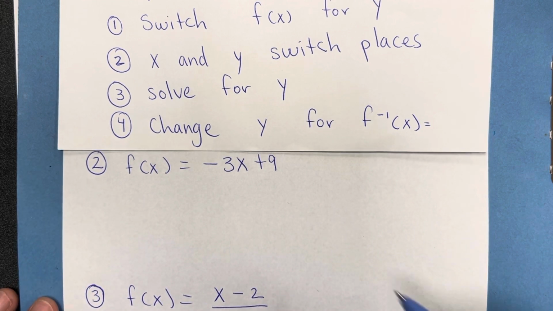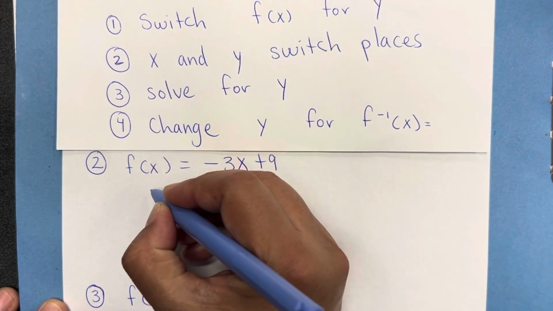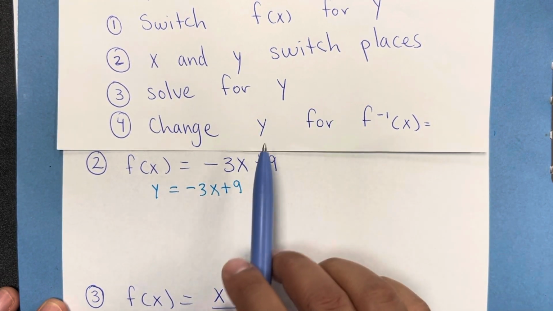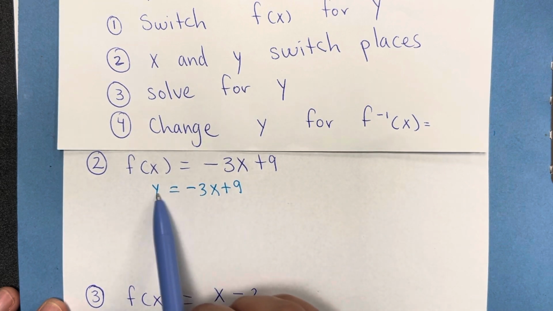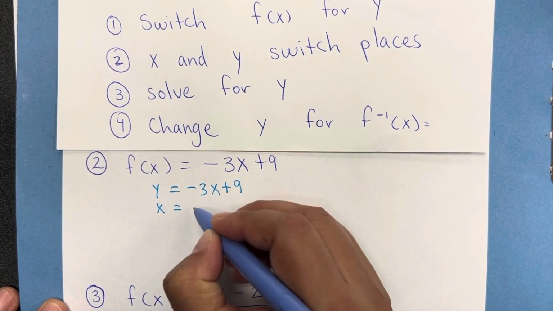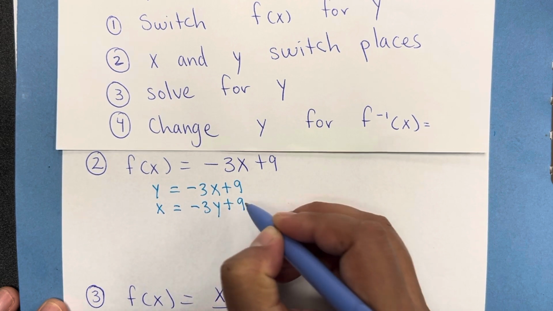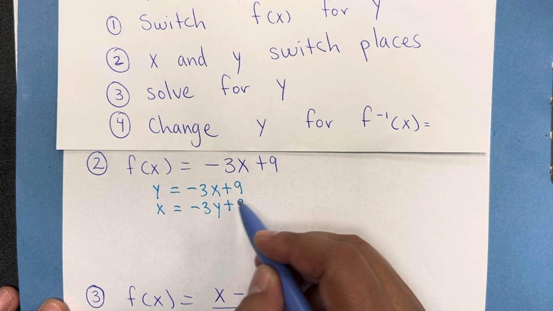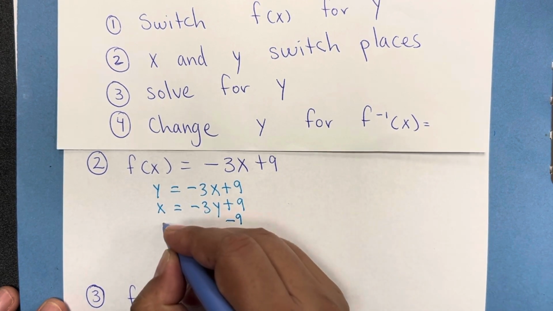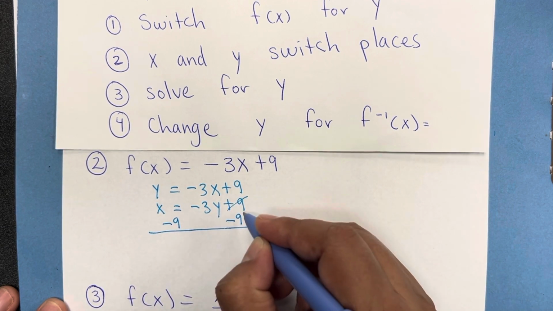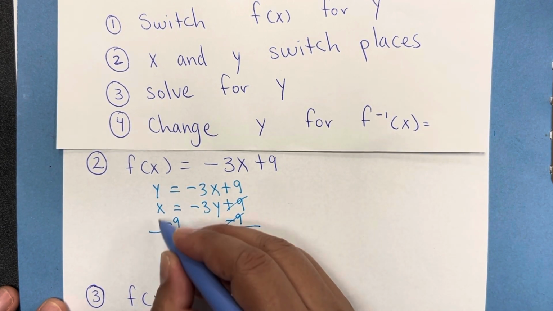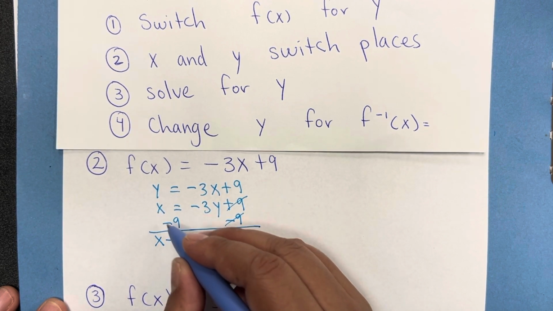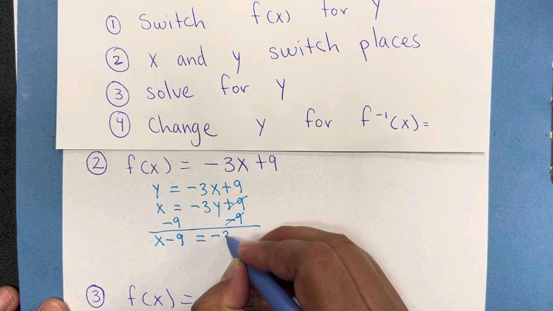Okay, for the next one, again, the first step is to switch f of x for y. We switch the places of x and y. The next step is to solve for y, meaning leave y by itself. So if we're adding 9, the opposite of addition is subtraction. We're subtracting 9. 9 minus 9 is 0, so it cancels. X and -9 are not like terms, so we cannot combine them. We just put x minus 9 equals -3y.